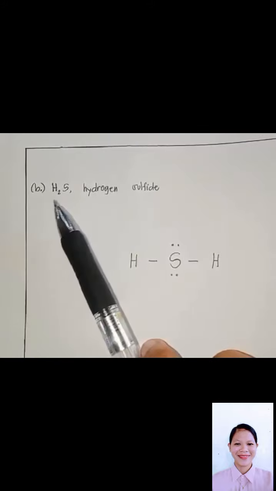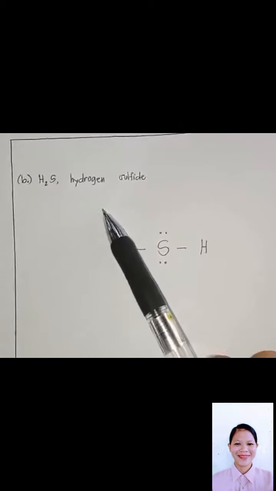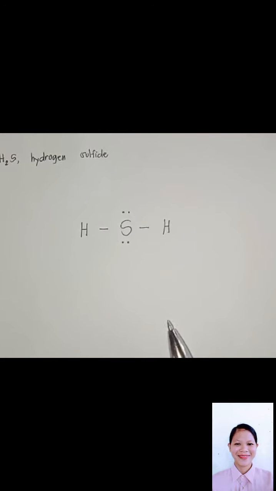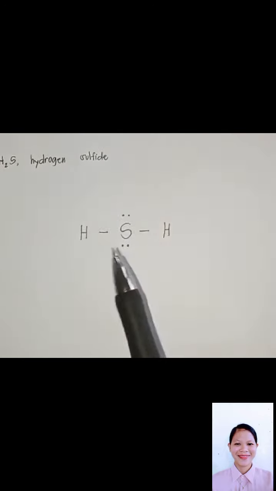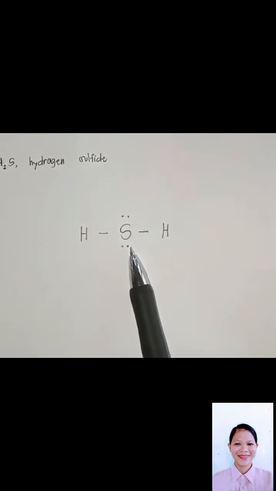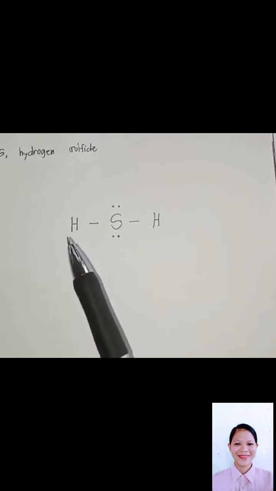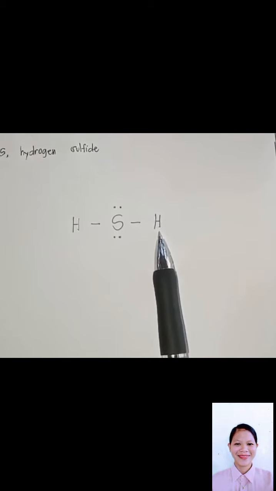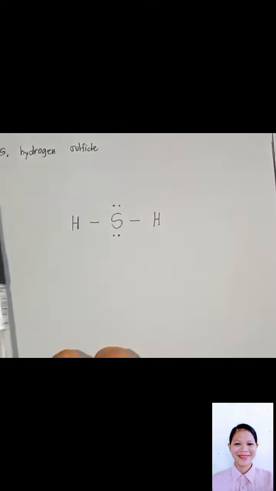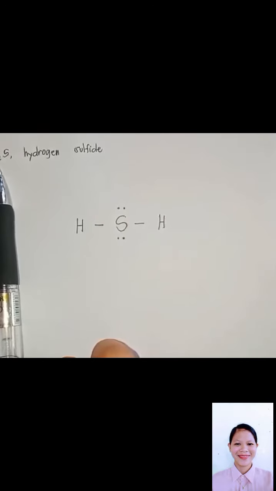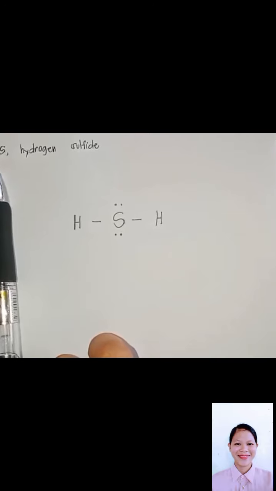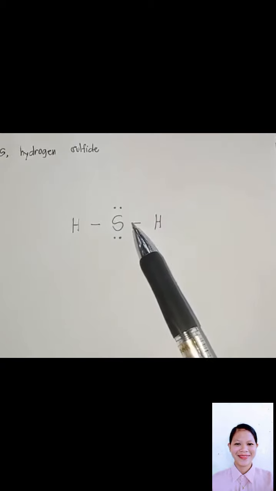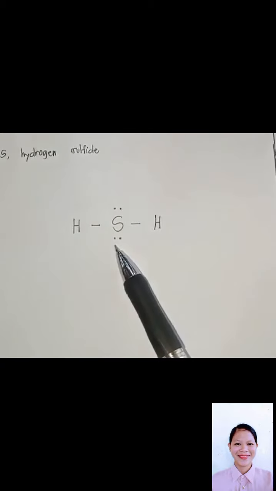Letter B, H2S, or hydrogen sulfide. S and the 2 hydrogen, 1, 2. The valence electrons of this molecule is 8. So 1, 2, 3, 4, 5, 6, 7, 8.